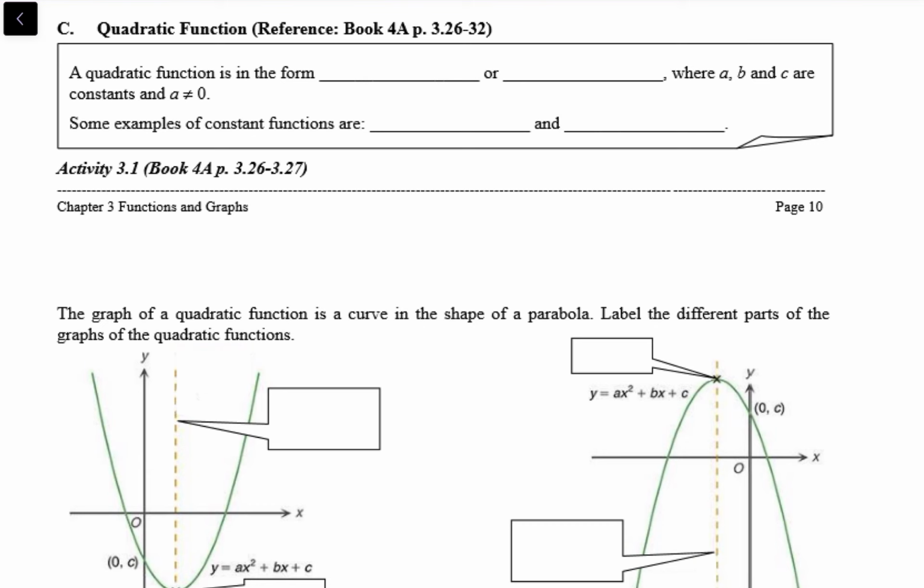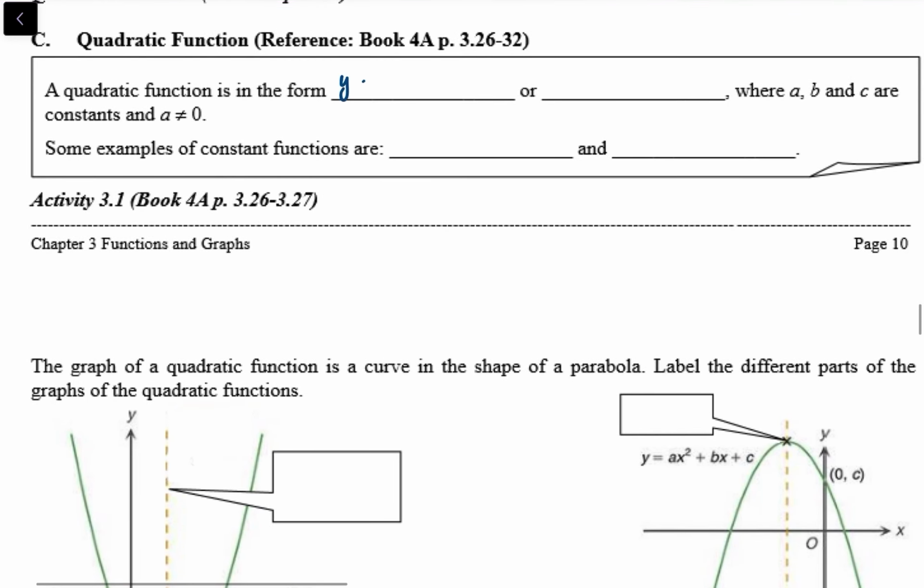After looking at constant functions and linear functions, we're going to move on to quadratic functions. A quadratic function is in the form y equals ax squared plus bx plus c, or using the function notation, f of x equals ax squared plus bx plus c.